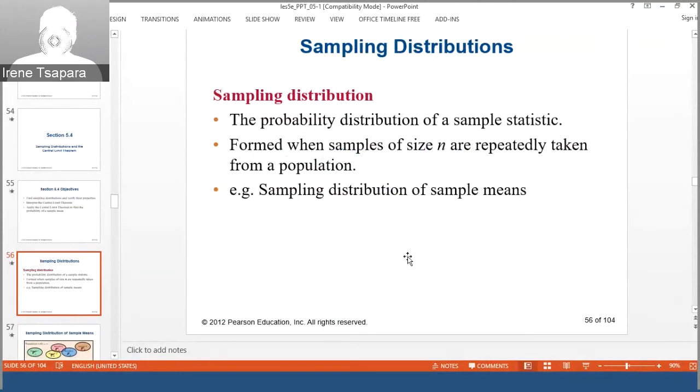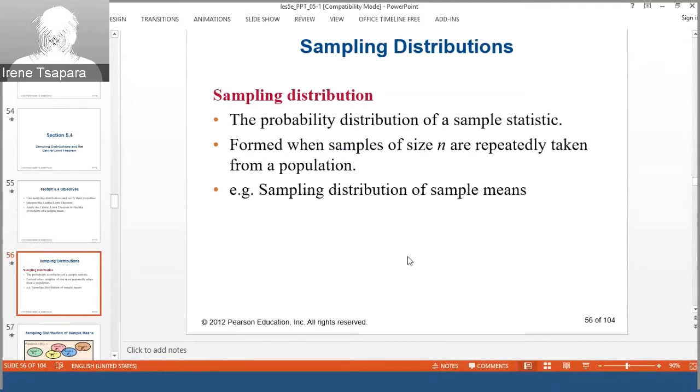Okay, sampling distribution: the probability distribution of a sample statistic. So, for example, I have the mean. This is my statistic. I have a set of samples from an entire population, and I'm focusing on the means. I have a variable.